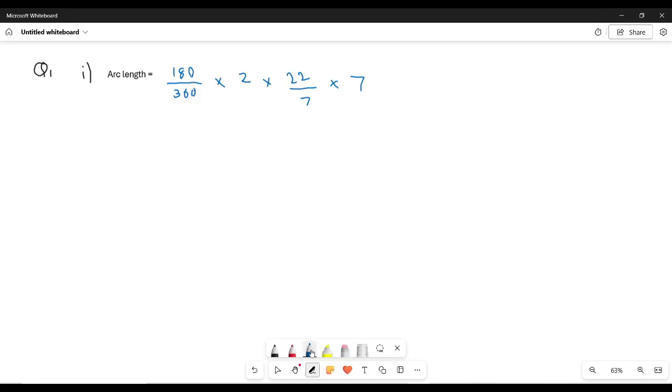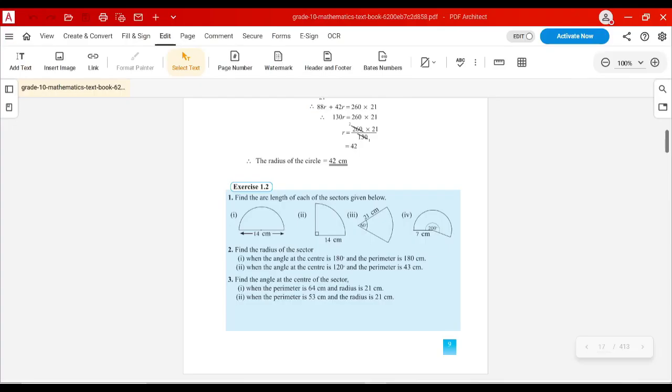Right. So the question 1, the first part. Like I said, to find the perimeter, we first need to find the arc length, right? So what is the arc length? Arc length is equal to theta over 360. In that case, what is our theta here? Our theta is, you can see it's a half sector, basically a half circle.